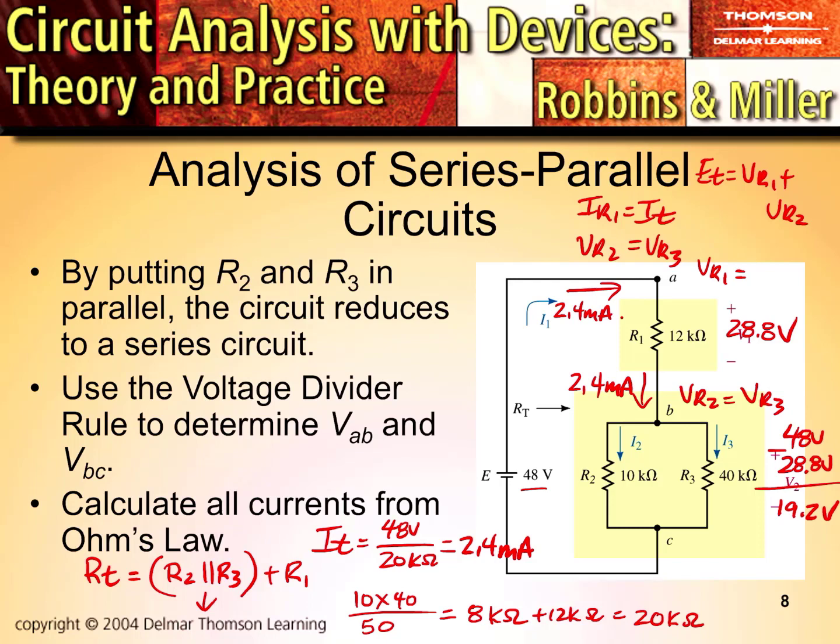Then from there, in order to determine our current division, we know we have 2.4 milliamps entering this node. We have I2 and I3 exiting. So I2 then is simply going to be determined by Ohm's law. We know we have 19.2 volts here. So I2 is going to be 19.2 volts divided by 10K. So what is that? 1.92 milliamps.